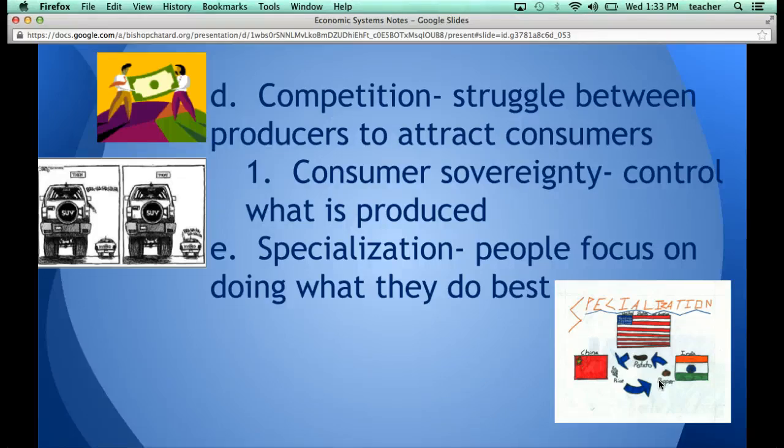Well, then how the heck does the United States get rice and peppers if they didn't make them? They trade. So because we have specialization, we can concentrate on what we're good at, and we can make a whole lot of it. And then when we need something else, we can go trade. So those are those five key features of a market economy. I also talked about socialism and communism under command economy, and a little bit about traditional.